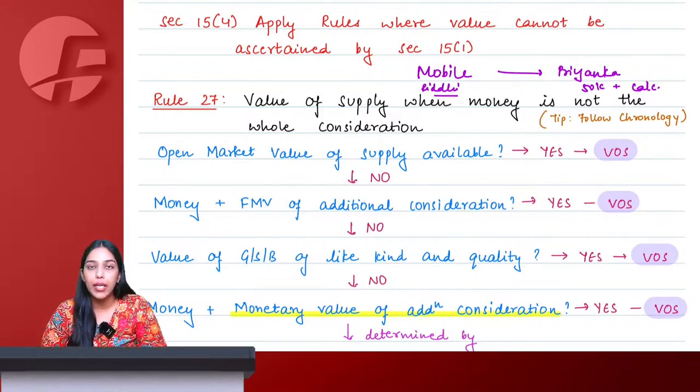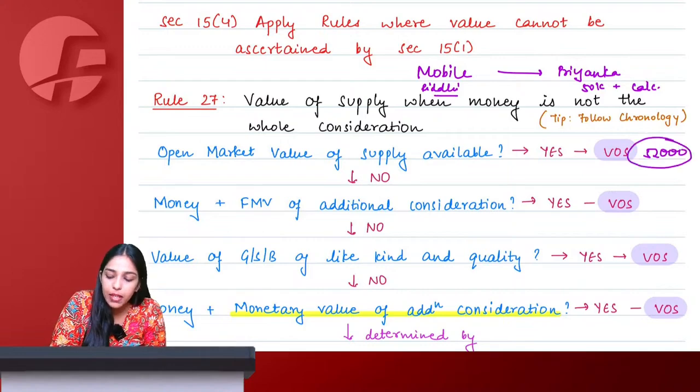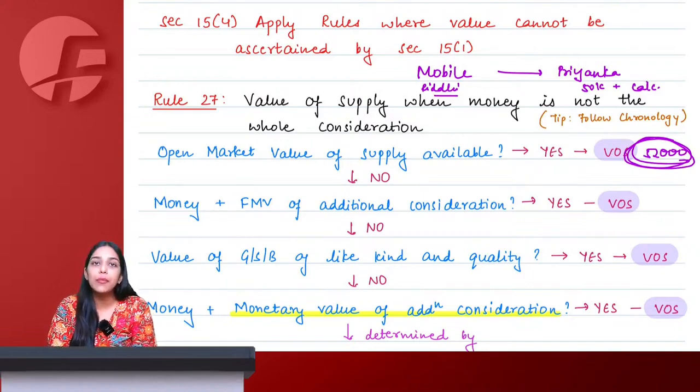I have supplied a mobile for a calculator plus 50,000. Now let us assume this mobile is normally available in the market for 52,000 to anyone. This is the open market value. So without seeing any other thing, 52,000 becomes my value of supply, which is the open market value of the mobile. But let us say this is a one-of-a-kind mobile I made particularly only for Priyanka. There is no open market value of this mobile available.